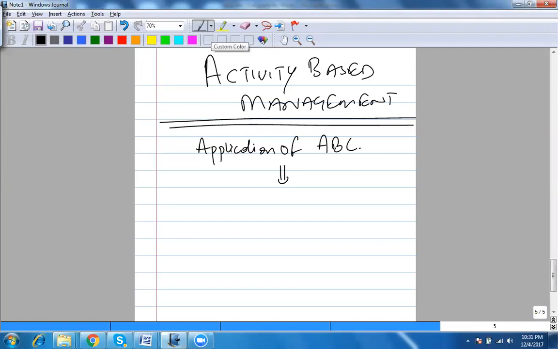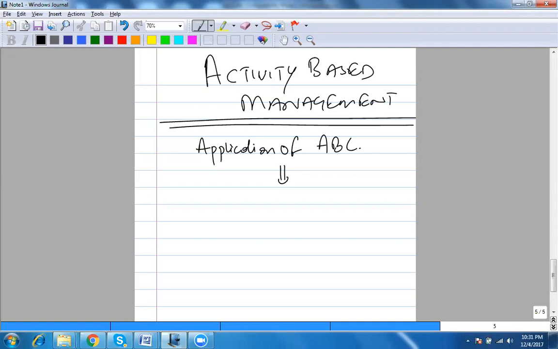We are going to start discussing the technique of activity-based management. As you know, paper P5 involves a lot of management techniques. Amongst the various performance management techniques, there is a technique which is activity-based management. Now, what exactly is activity-based management?